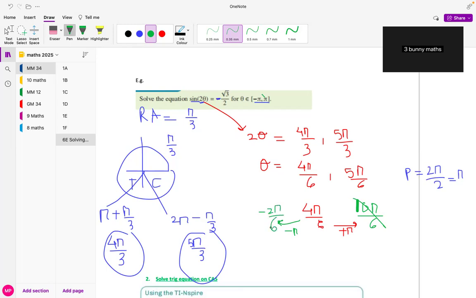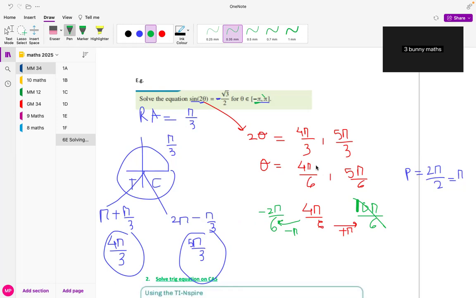That's in my domain, because I can go back to negative pi. I can't go further than negative pi because it will be over my domain. So I just stop here. Then I'm done with 4 pi over 6.